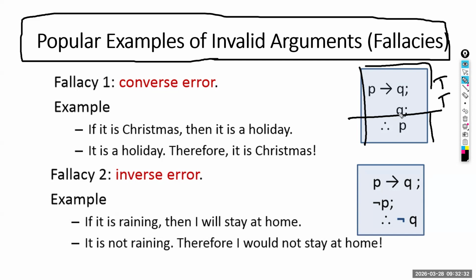Right? So remember Q is true. That means this is true. When this is true, for this statement to be true, P can be true. True implies true is true, or P can be false. False implies true is also true. So therefore, P may be true or false. If something may be true or false, that is not a valid argument. So that is another example of an invalid argument or fallacy.